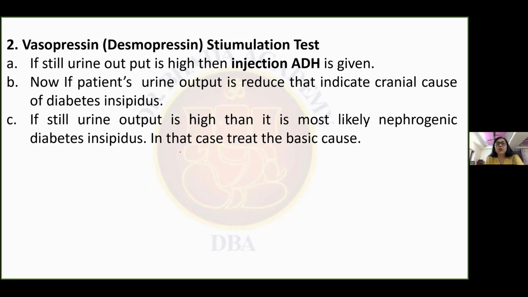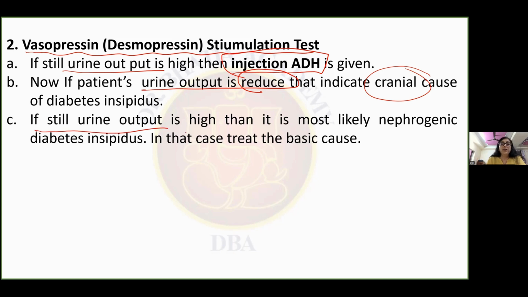If the patient is still losing a lot of urine and the osmolality is still low after the water deprivation, you go for administration of desmopressin. So if the urine output is still high, then inject desmopressin. Injection ADH is given, that's desmopressin, a short-acting ADH. Now, if the patient's urine output is reduced after injection, that means that we are dealing with central DI. So there was ADH deficiency, you replaced ADH, and the urine output is now decreased.